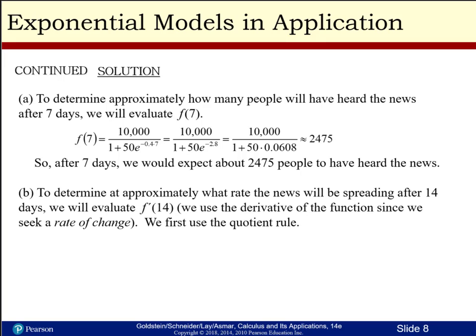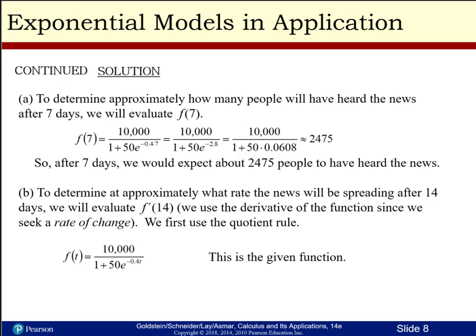Now for our B question, we need to determine approximately what rate the news will be spreading after 14 days. So this is a rate question. We'll need to find f prime of 14. We're going to use the derivative of the function since we are seeking that rate of change. Now to find the derivative of that function, we're going to need to use the quotient rule.